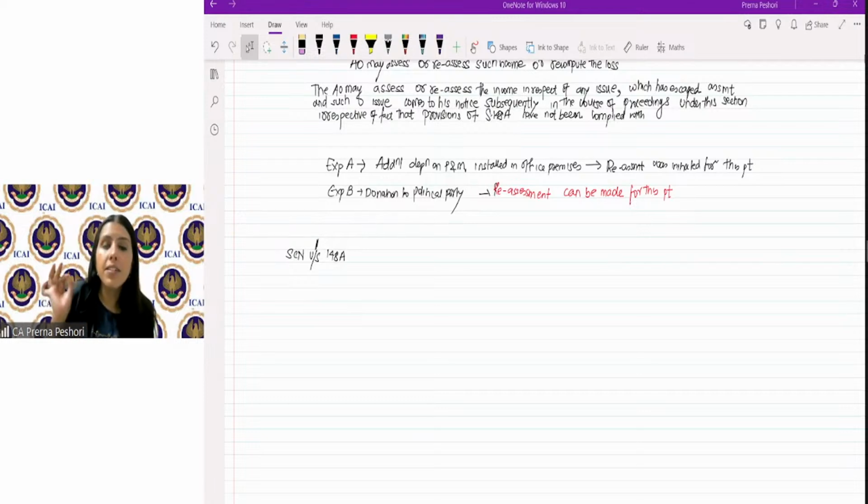Now, let's try and understand how the reassessment functions. First it starts with the issue of notice under section 148A. Now what does section 148A say? What is the issue of notice? Just like in the normal scrutiny proceedings, where your assessment starts with the issue of a show cause notice under 143(2), here the reassessment will start with the issue of a show cause notice under 148A. So under 148A, the show cause notice will get issued.